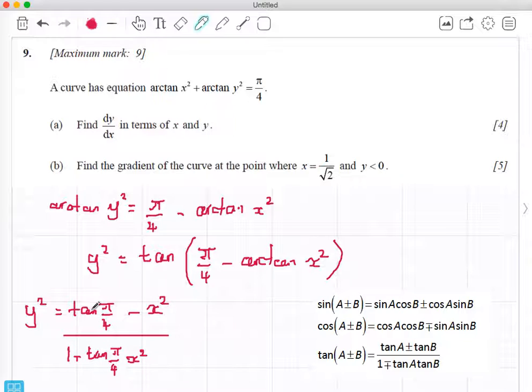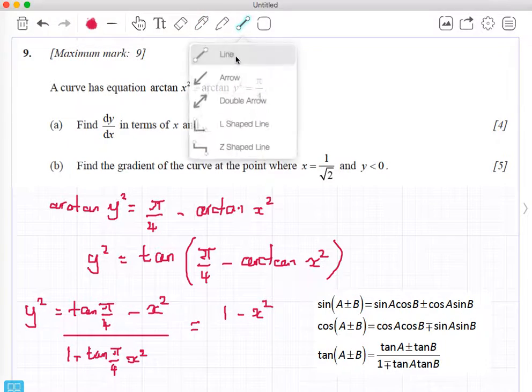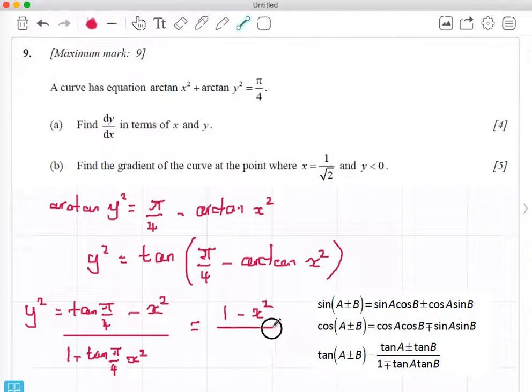So now I'm going to work out what tan pi over 4 is. That's just 1. So this is going to be 1 minus x squared on the top. And on the bottom, we're going to have 1 plus x squared. This is 1 plus, and this is 1 times x squared. So I've got y squared equals this.